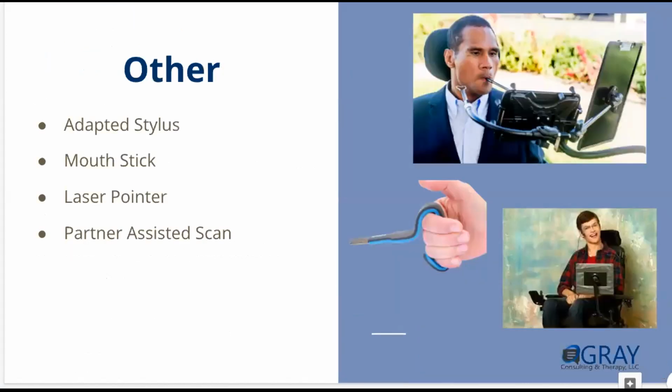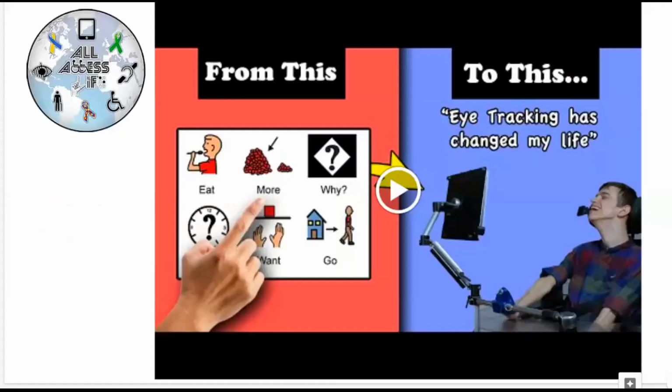And then don't forget, there's all kinds of other crazy stuff out there that could be the ticket for someone. Adapted stylus, mouth stick, laser pointer, partner assisted scan. There's lots and lots of other great options. And some people need a variety of options, more tools. So bringing Brad back one more time for a partner assisted scan.